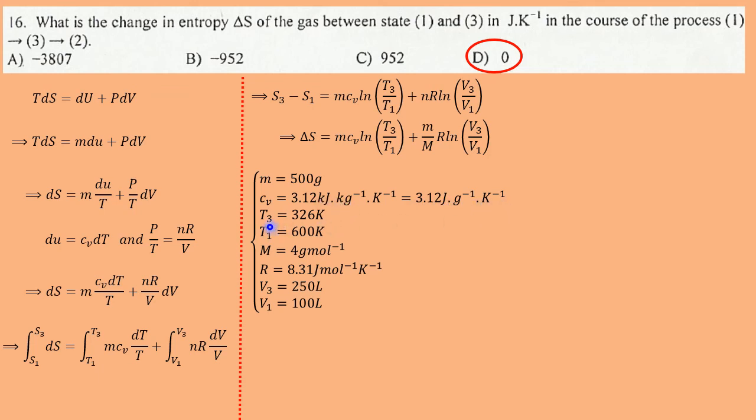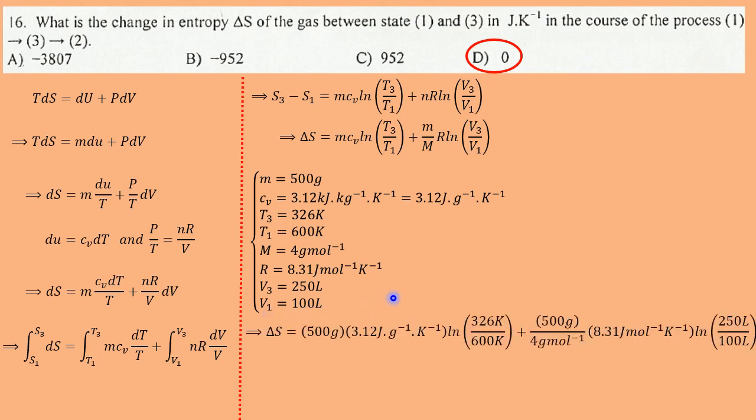Then we had calculated the temperature at state 3 to be 326 Kelvin. We are given the temperature at state 1 to be 600 Kelvin, the molar mass 4 grams per mole, the universal gas constant 8.31 joule per mole per Kelvin, the volume at state 3 250 liters, which is actually the volume at state 2 also, and the volume at state 1 100 liters. So we're just going to have that substituted in the equation for delta S. So this is what we have.